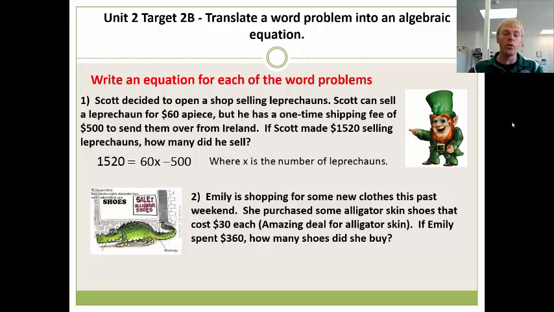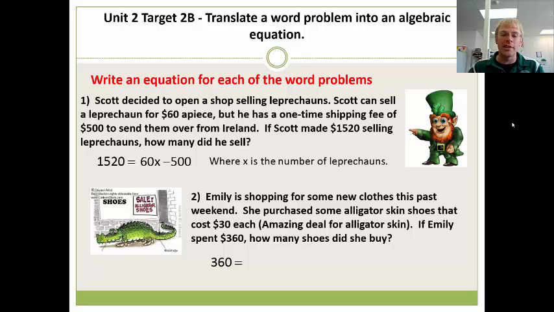Again, we see a total there. $360 is the total amount of money that she spent. So again, let's put that on one side of the equal sign. Now, what did we do on the other side to get that total? Well, we have $30 per pair of shoes, and we don't know how many shoes she bought, so again, we're going to make that our variable, x.